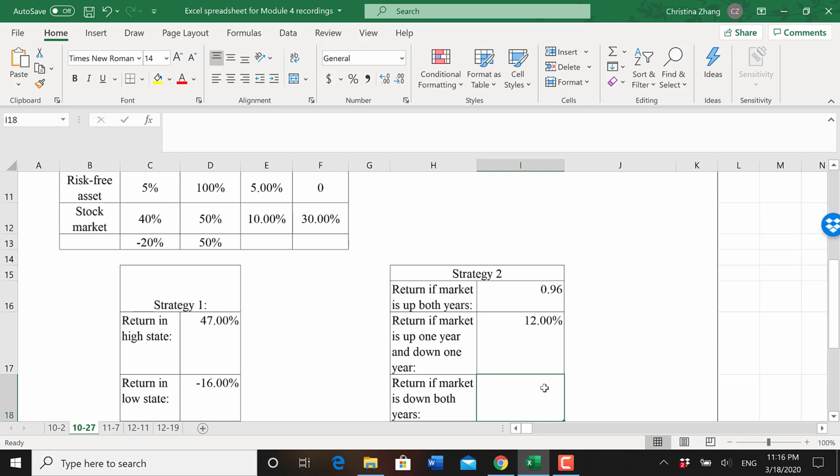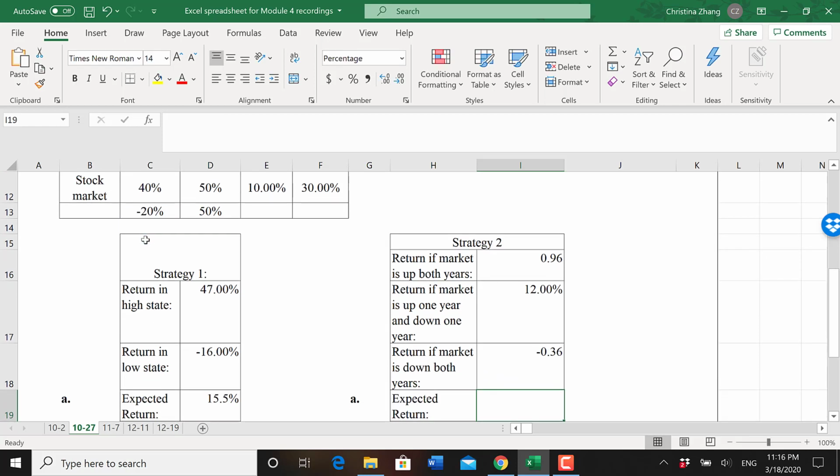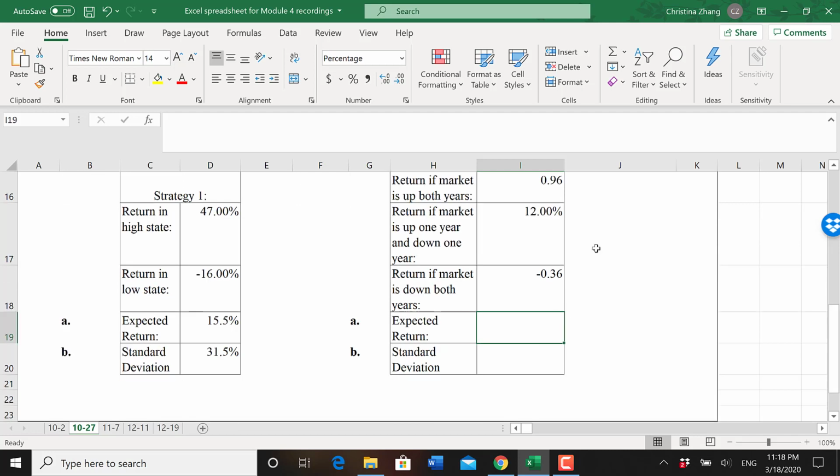And you may also have both years being in the down market, so you're going to have (1 + (−20%))² − 1. Notice here you actually have 3 different returns now, because you have 3 different scenarios. In strategy 1, you only have 2 scenarios because you only need to consider the high state and low state in the second year. But now you have 2 years both in the market, so you can have 3 different combinations: both good, both bad, or 1 good, 1 bad. It's actually a little bit tricky.